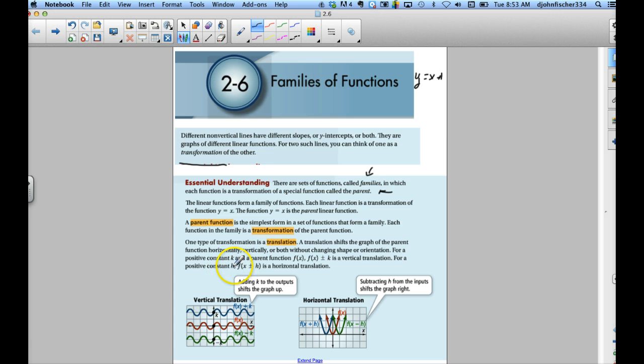For a positive constant h, f of x plus or minus h is a horizontal translation. So if it's inside the parentheses, it's going to move it left or right. If it's positive, it's going to move it to the left. If it's negative, it's going to move it to the right. Now what I always say is, what makes it 0 is going to tell you where it goes.